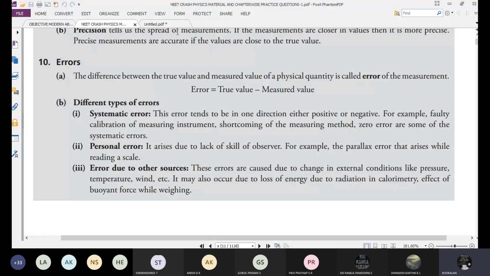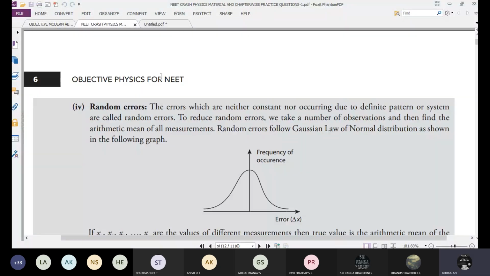Based on this concept, maximum questions are asked in the board exam as well as in competitive exams also. So kindly listen. If you have any doubt, you can ask, no problem.